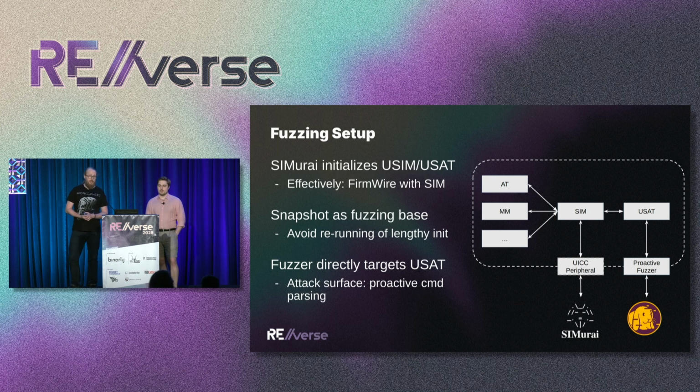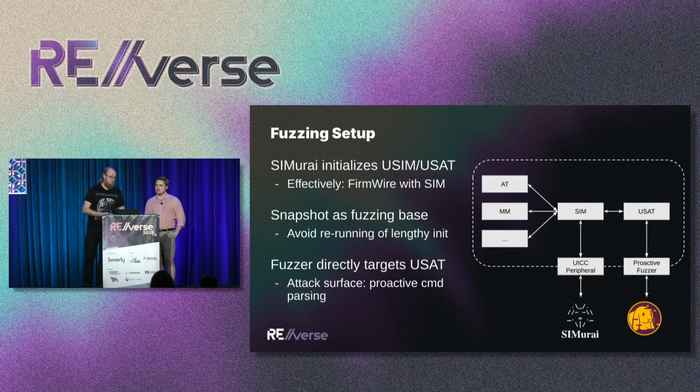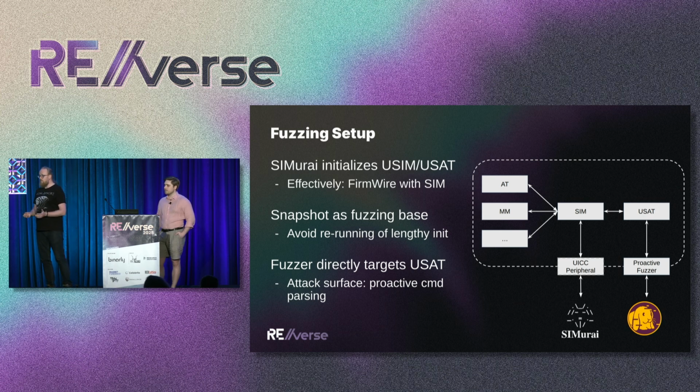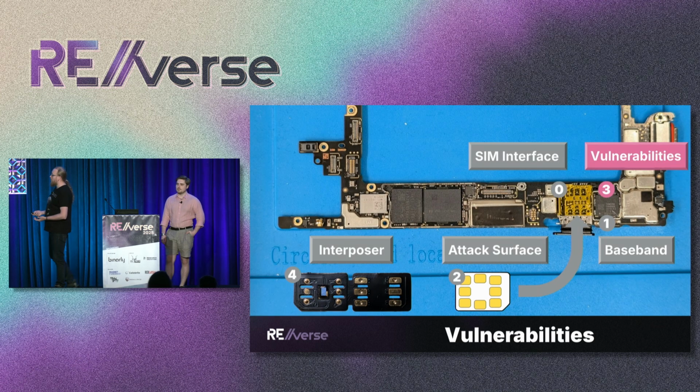After all of this initialization, we took a snapshot. The reason is for fuzzing, we really want to not run the lengthy initialization over and over again. In the initialization phase, there are, I don't know, approximately 100 messages exchanged between SIM and baseband. So we definitely want to skip this. We took a snapshot. And then we had our fuzzing harness directly targeting the emulated user task, which is the task which implements the proactive command parsing, as we remember. And yeah, with this, we started the fuzzing.